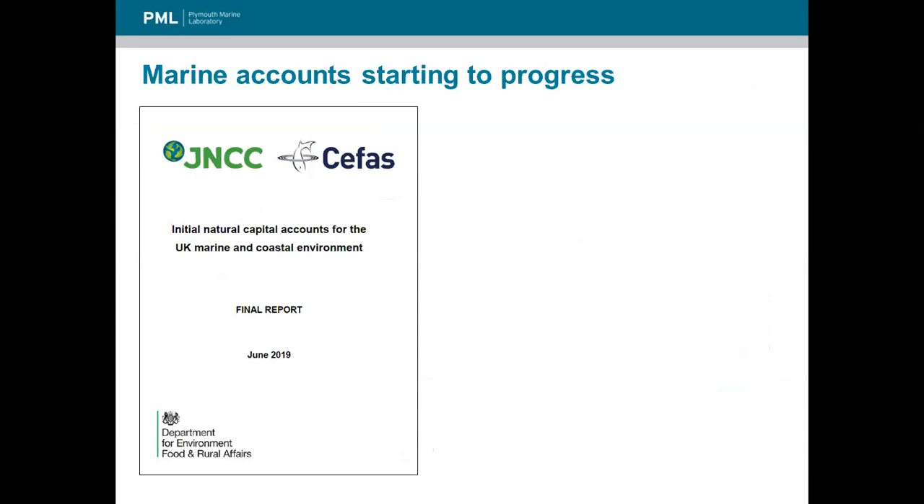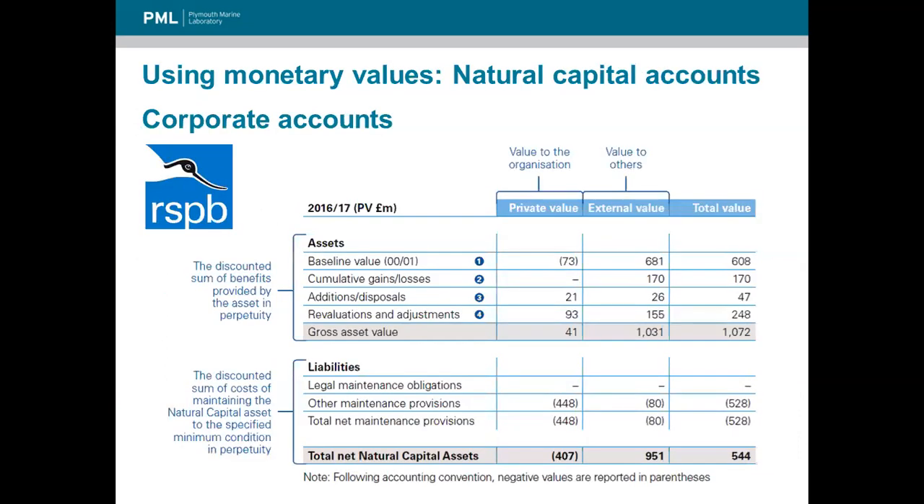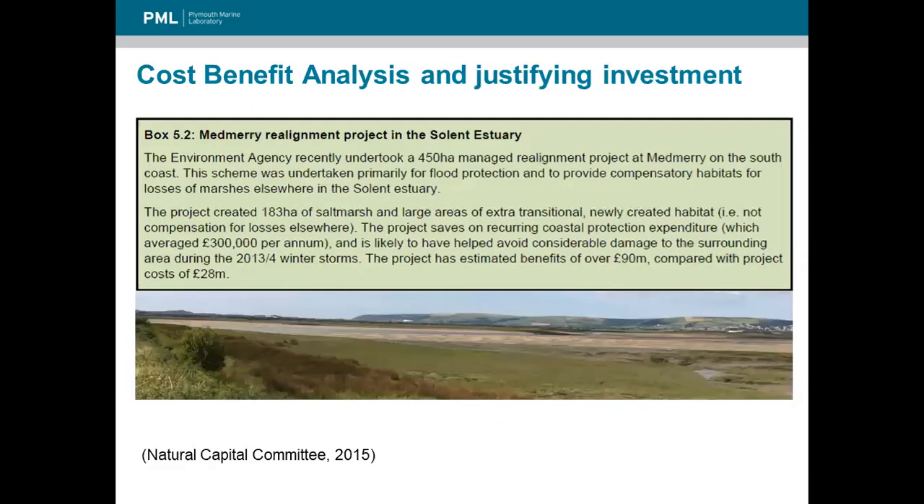There was a report last year by JNCC and CFAS which looked at some initial natural capital accounts for the UK marine and coastal environments, and so started to put values on some specific types of habitat. And it's not just at the national level that natural capital accounts are being produced. There are corporate accounts such as this one for the RSPB's nature reserves, but also a lot of local authorities are starting to produce natural capital accounts for their green spaces. Monetary values are also used in cost benefit analysis and as a means of justifying the investment that we need in our natural environment.